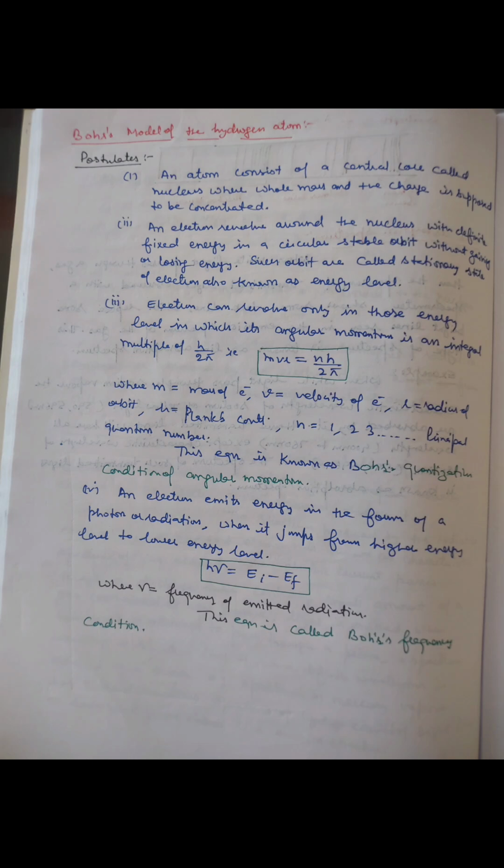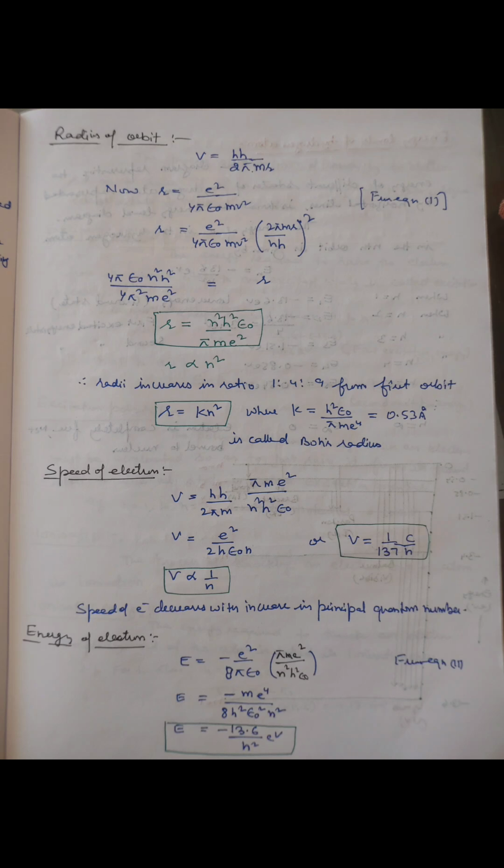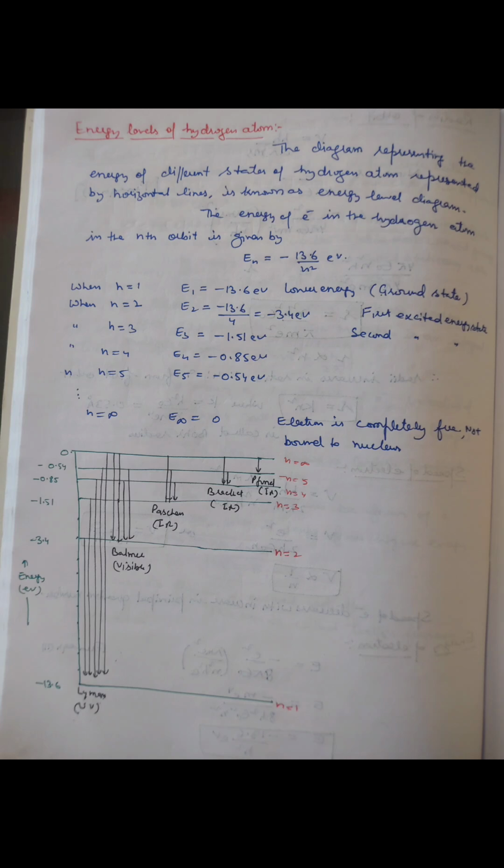Postulates of Bohr model of hydrogen atom. An atom consists of central core called nucleus where whole of the mass and positive charge is supposed to be concentrated. An electron revolve around the nucleus with definite fixed energy in a circular stable orbit without gaining or losing energy. Such orbits are called stationary states of electron, also known as energy levels. Electron can revolve only in those energy levels in which its angular momentum is integral multiple of h upon 2 pi. An electron can emit energy in the form of photons or radiation when it jumps from higher energy level to lower energy level. We calculate radius of orbit, speed of electron and energy of electron. Then we study the energy levels of hydrogen atom.